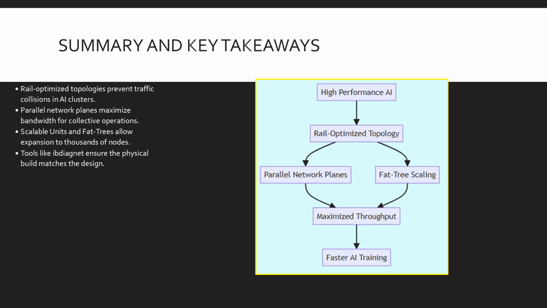This final visual recaps our journey. High-performance AI relies on rail optimization. This consists of parallel network planes and fat-tree scaling. Together, these lead to maximized throughput, which ultimately results in the business goal: faster AI training.